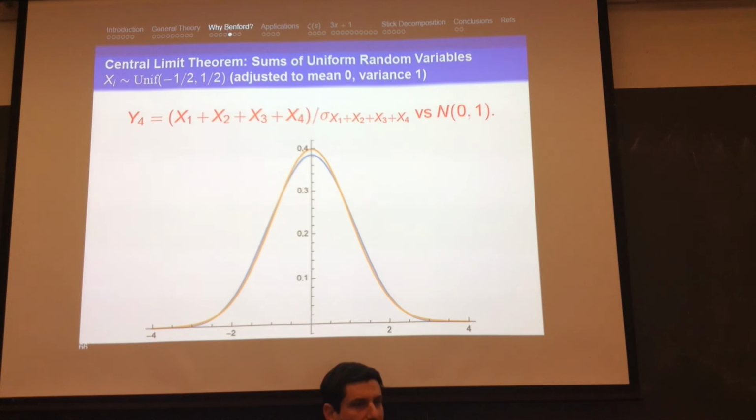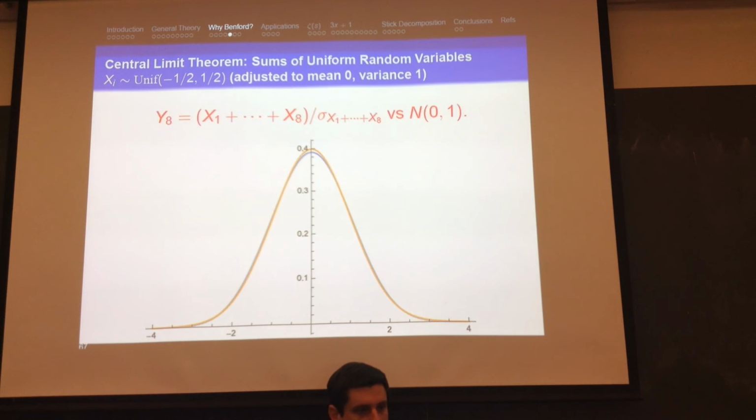Now let's do 4 of them. And the reason you want to do 4 is it's much easier because we can group things. We now have a triangle plus a triangle. Normal or not normal? Not normal, but getting closer. 8 of them. Getting really close now. So with just 8 sums of uniforms, it's already very close to a Gaussian.